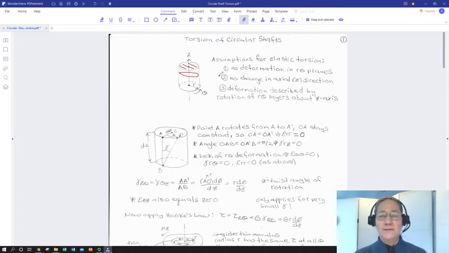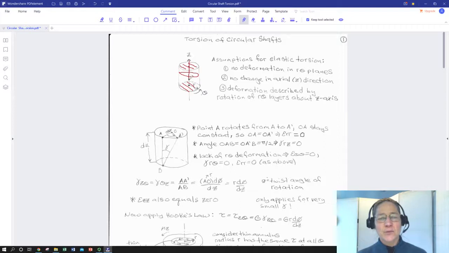Furthermore, assumption number two: there's no change in the axial direction. So our displacement in the z, the axial direction of the cylinder, is zero. So the normal strain epsilon zz is also going to be zero. It doesn't get any longer or shorter. So the only deformation we have is rotation of these slices, we can call them pepperoni slices, in the r theta plane about the z-axis.